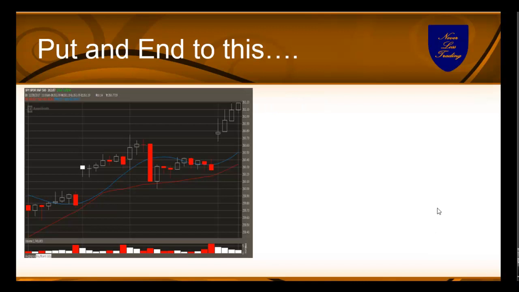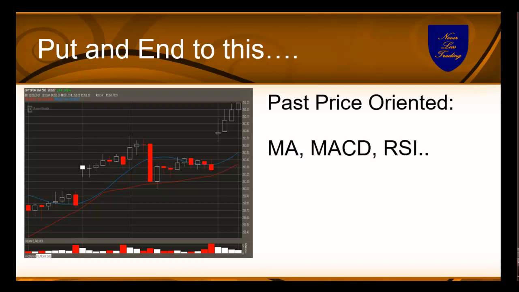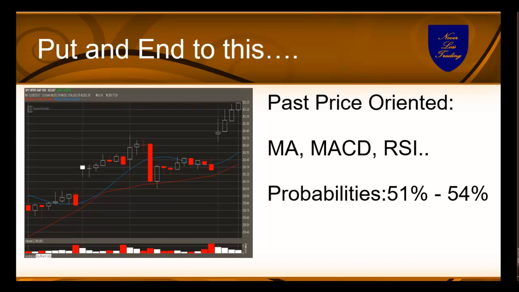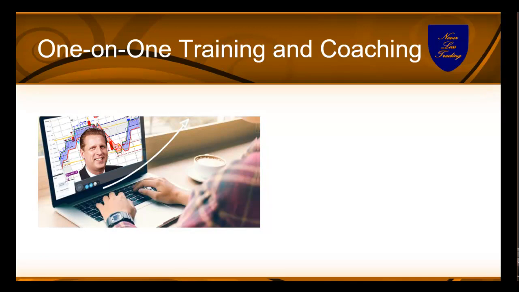Put an end to guessing how to trade and having random success, because most of the current systems are not algorithmic, they are past oriented, looking at moving averages, MACD based, RSI based, and the probabilities of those systems are between 51 to 54%. We want to strive with you for 65% and above, as you saw in the examples, and we teach you one-on-one and we coach you for a month.